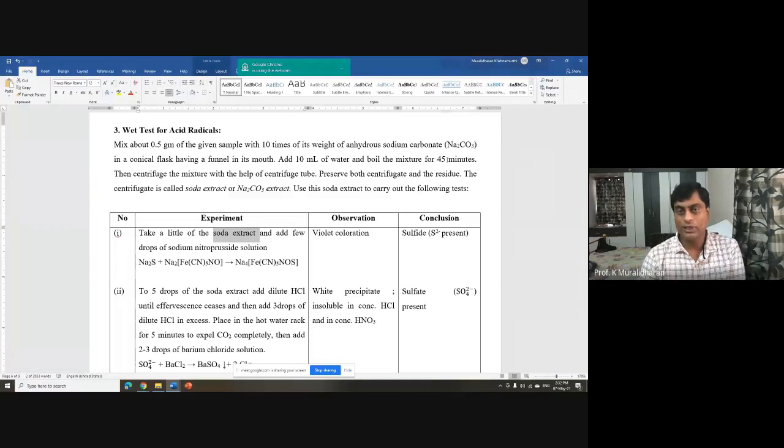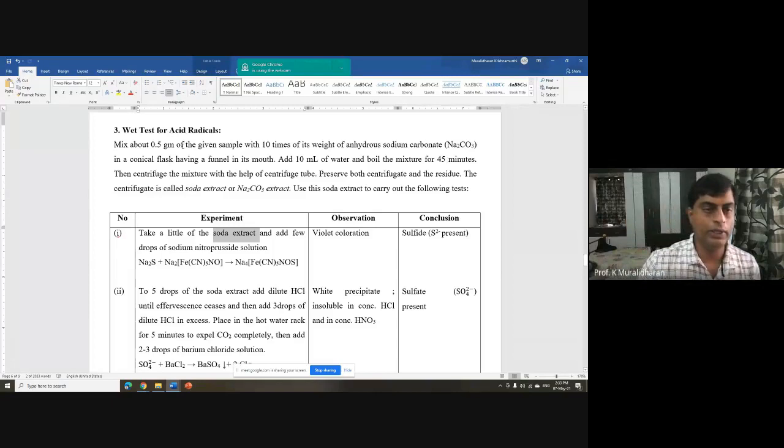45 minutes means exactly that. About the sample quantity, you don't need to accurately measure 0.5 gram, but a bigger spatula will be given to you. If you take one or two scoops of the spatula, it will be around 0.5 gram. Okay, so that will be the right quantity.